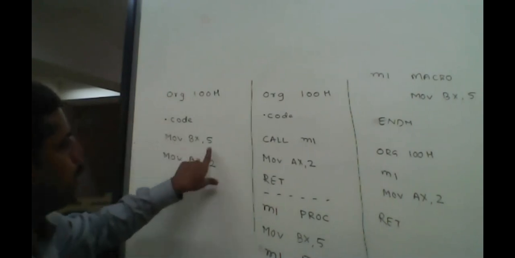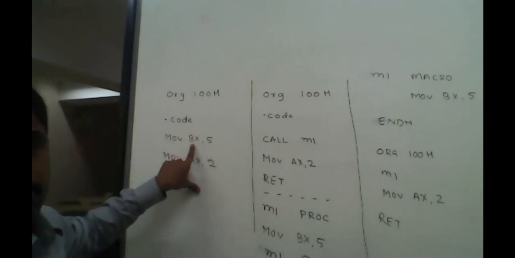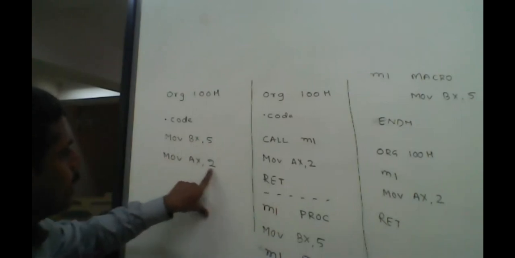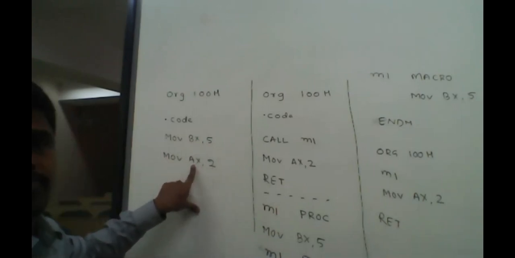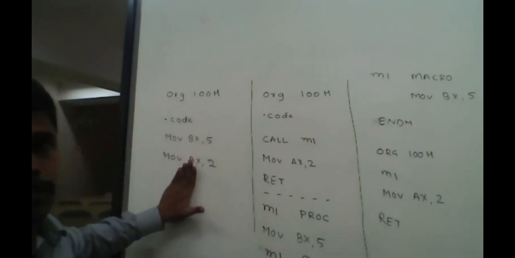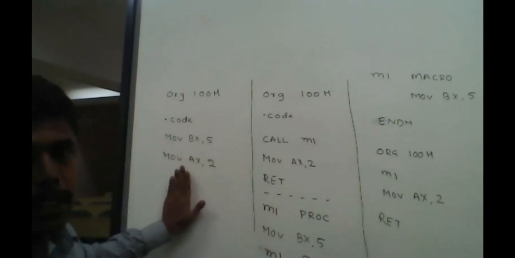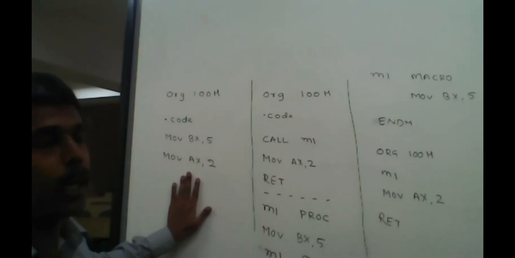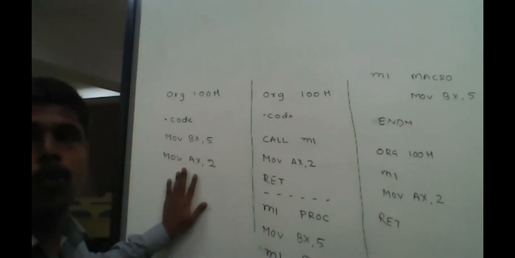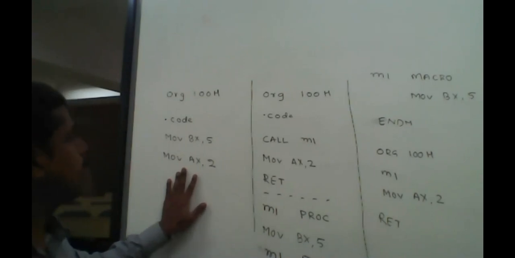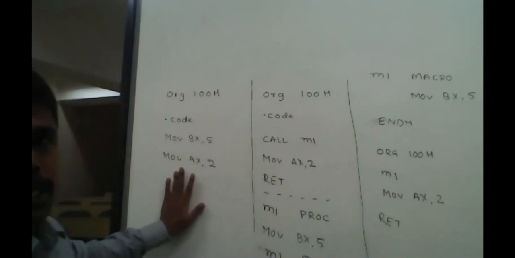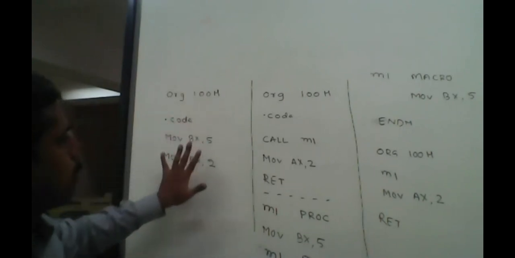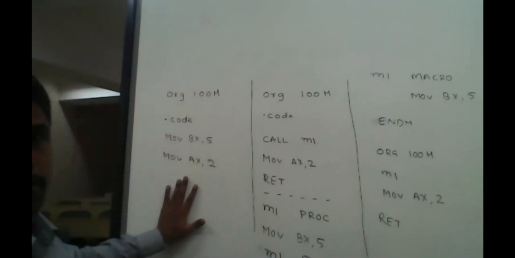What is the code doing? We are simply moving a 5 into register BX, and we are moving a 2 into AX. That's all. What is the relevance of this? It is junk code. Okay, it has no significant relevance, but to understand what a macro or a procedure is, this is quite good enough. Now, if you write a simple program, this is what it will be.